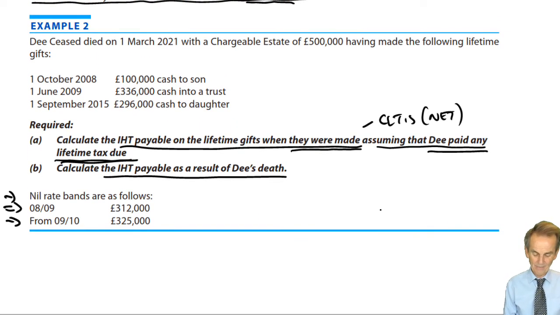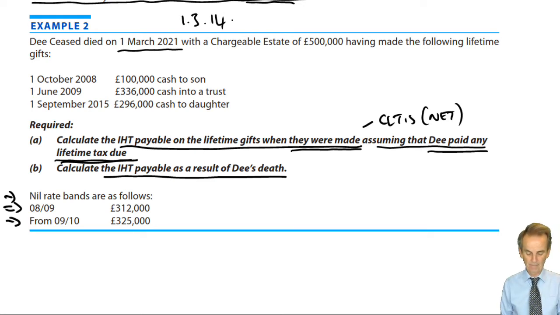D, the deceased, humorously entitled, died on the 1st of March 21. So, 1st of March 21, what lifetime transfers will become chargeable as a result of the death of the taxpayer? We go back 7 years. That therefore will take us back to the 1st of March 2014. D died leaving a chargeable estate of £500,000, having made the following lifetime gifts.